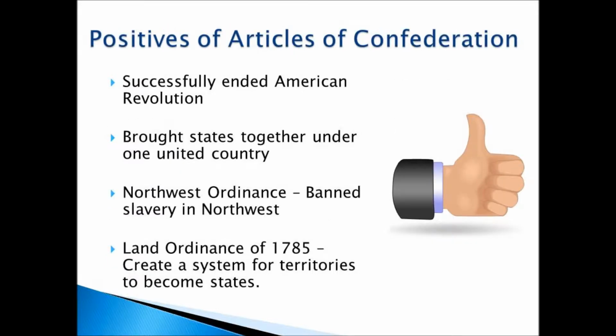While there was a lot wrong in the Articles of Confederation, there were some positives. It successfully ended the American Revolution. It brought states together under one united country. The Northwest Ordinance banned slavery in the Northwest, and the Land Ordinance of 1785 created a system for territories to become states. So although altogether it was a failure, and we're going to see that it's kind of thrown in the garbage and recreated with the Constitution, there were a few positives that could be taken out of it.